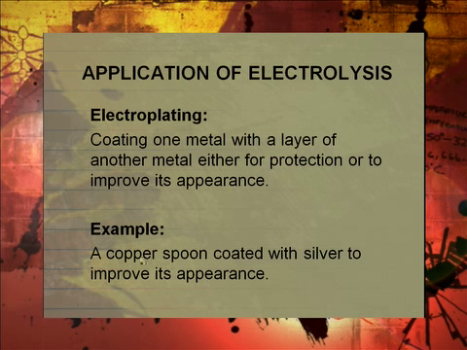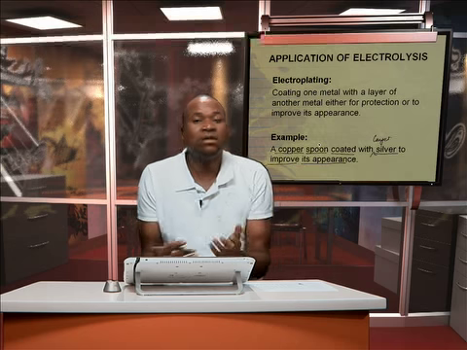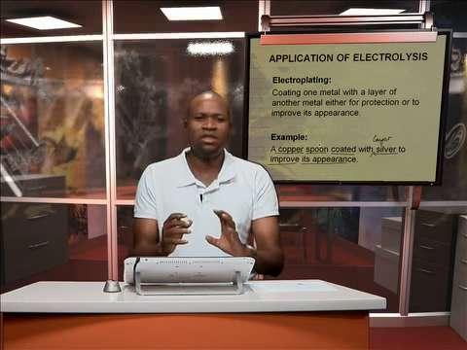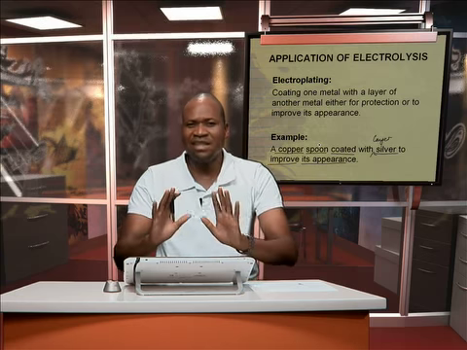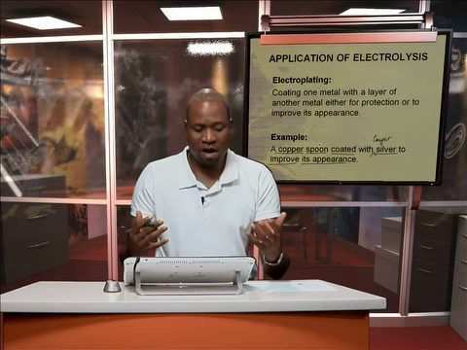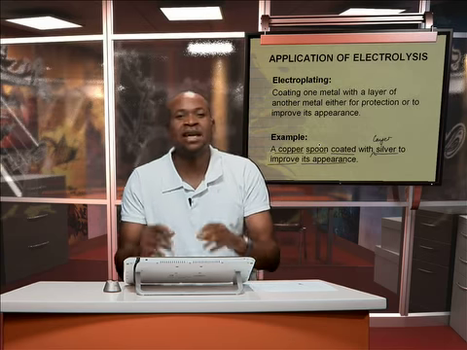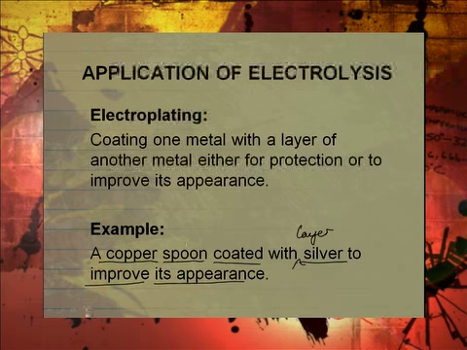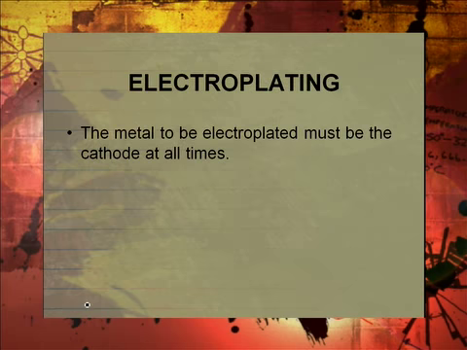For example, you can have a spoon made of copper, and that spoon you can coat it with silver to improve its appearance. So we can get a layer of silver around that spoon and we improve its appearance. We know copper looks a bit dull, and so we want this to look a bit shiny and silver, and everybody would like to say, wow, where did you get this? This looks so nice. So we want to have a layer of silver around it. Okay, that's electroplating. Let's see how this happens.